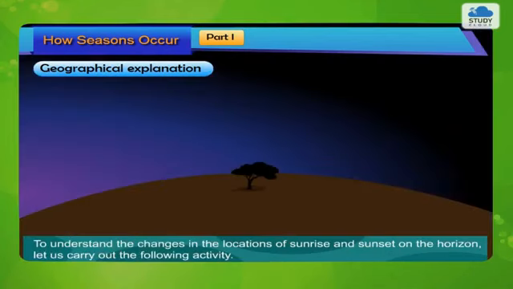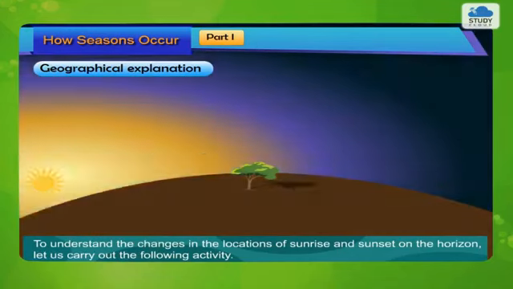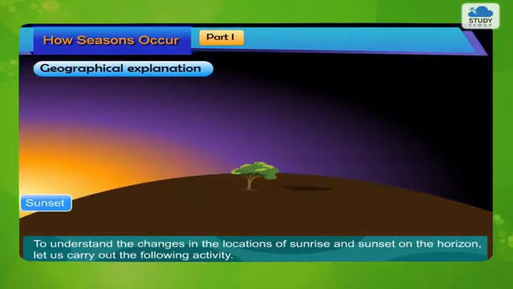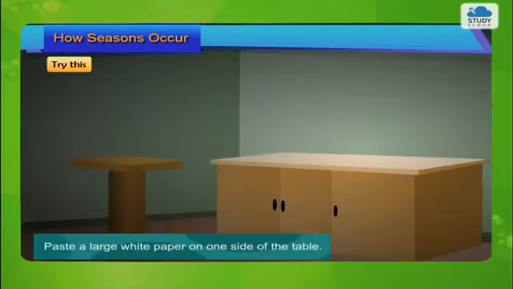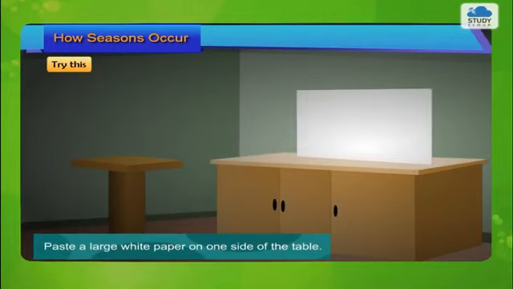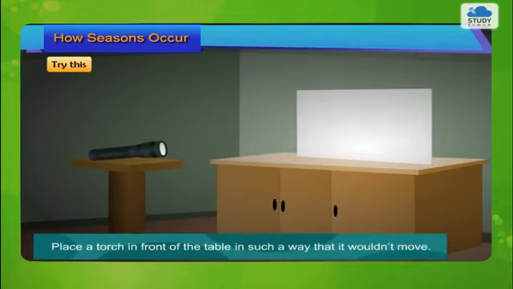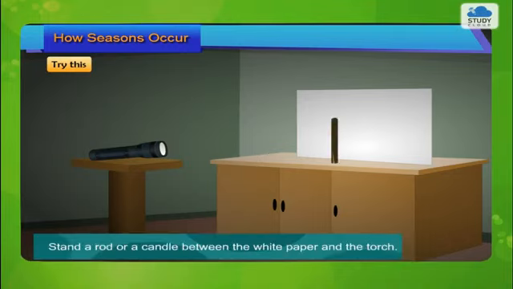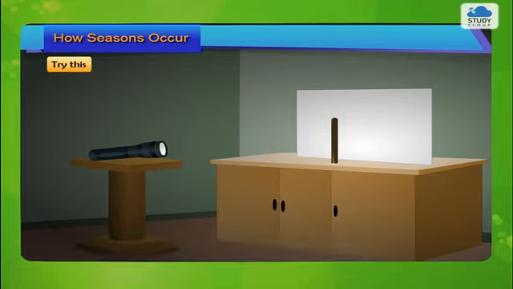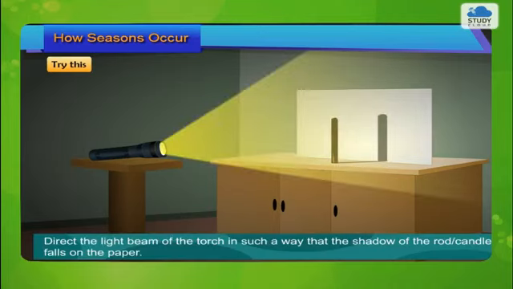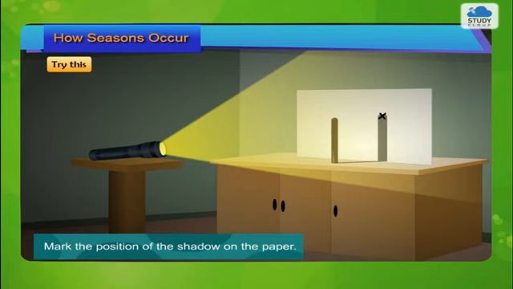To understand the changes in the locations of sunrise and sunset on the horizon, let us carry out the following activity. Try this. Paste a large white paper on one side of the table. Place a torch in front of the table in such a way that it wouldn't move. Stand a rod or a candle between the white paper and the torch. Direct the light beam of the torch in such a way that the shadow of the rod or candle falls on the paper. Mark the position of the shadow on the paper.